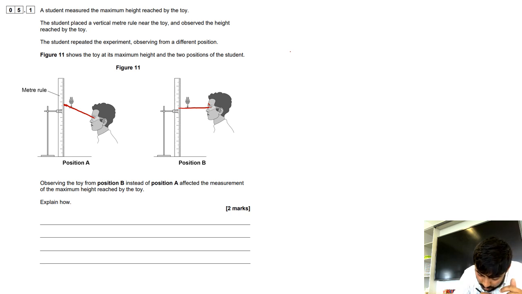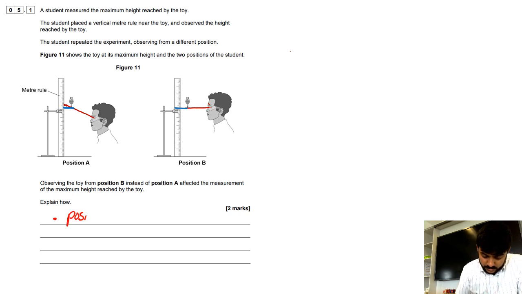You can see in both scenarios, the toy has only reached the same height. The blue height is the actual height that the toy has reached. But if he's looking at it from the bottom, it looks like it's reached a higher position. Therefore, position B is more accurate. Position B will be more accurate.